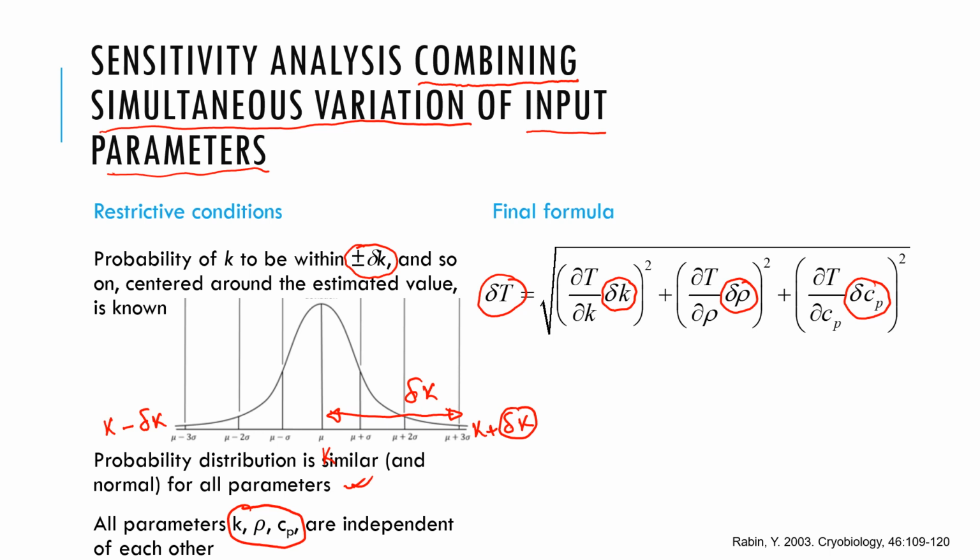So what we do is simply run the model for two values of K. If we run the model for two values of K, then we get two different values of T for two different values of K. From there, I can estimate del T over del K.